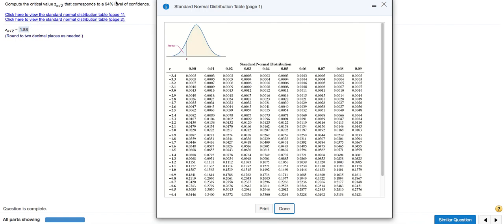Step one is they'd give you the level of confidence. You would then do a little bit of work to figure out what alpha over 2 is equal to. You then would open up this table and somewhere locate that area within here, and then look over and up to determine what the corresponding critical value is.